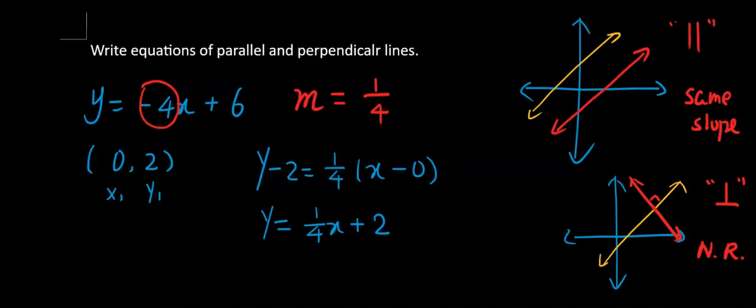Let's check the slope. This current one is negative 4. The new one is positive 1/4. Negative 4 times positive 1/4 is negative 1. They're each other's negative reciprocals. All right, one last practice: we're going to change it back to standard form. 1/4 x has to stay on the left side, plus y equals 2. Now we're done. Point slope, slope intercept, standard form. Happy learning.